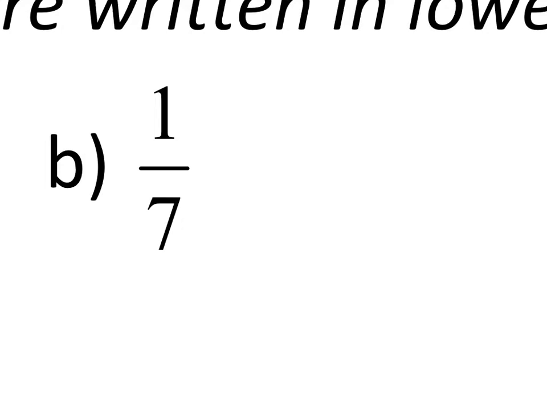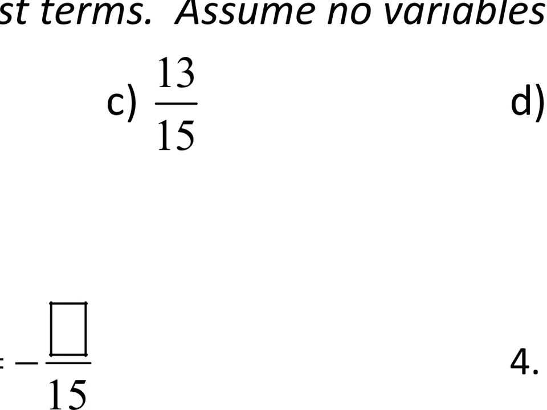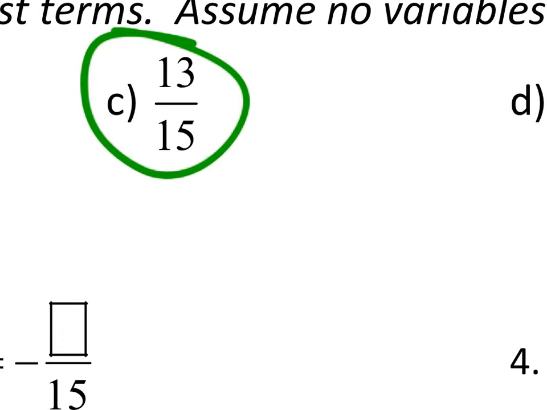So 1/7, well, 1's pretty simplified. So this one is simplified. 13/15, well, 13 is prime. Now, if 15 were divisible by 13, perhaps we could simplify that, but it is not. So this is simplified as well. We'll circle it.